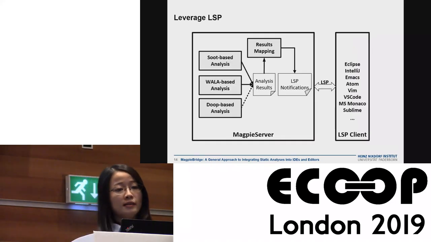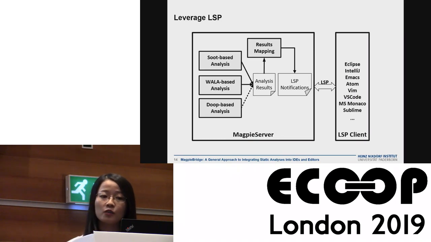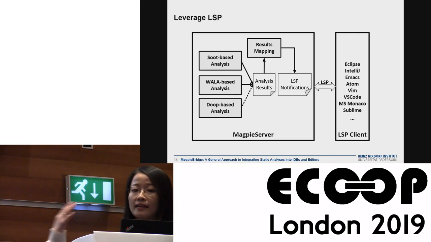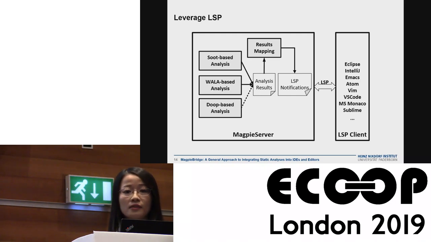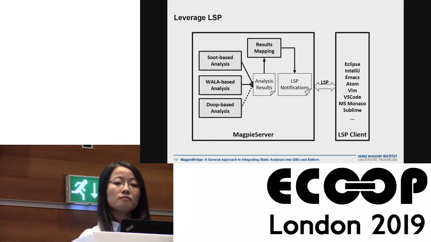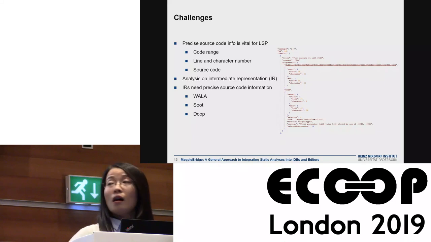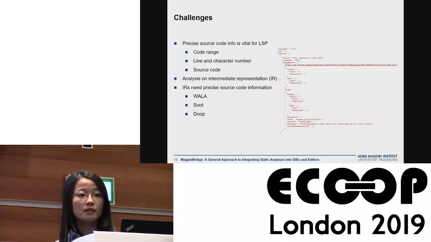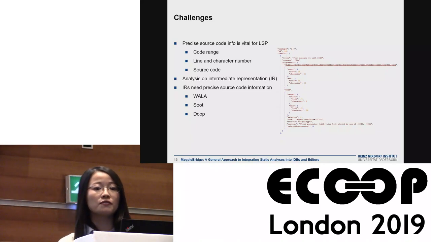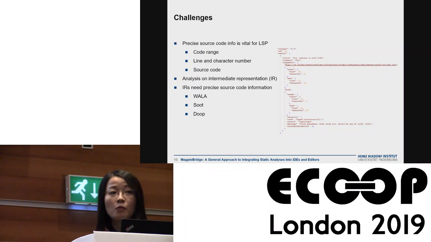So as I said, we leverage LSP. The idea is that we created a MagpieBridge server which allows analyses to run. The analysis running on this server should just produce analysis results which can be easily transformed into LSP notifications. This is the only requirement, and the rest will be handled by the MagpieBridge server. However, there are some challenges in using LSP. Here on the right side, you see an LSP notification which represents a quick fix provided by the analysis. It tells the editor that at a given source code position, the old code should be replaced by the repair code.